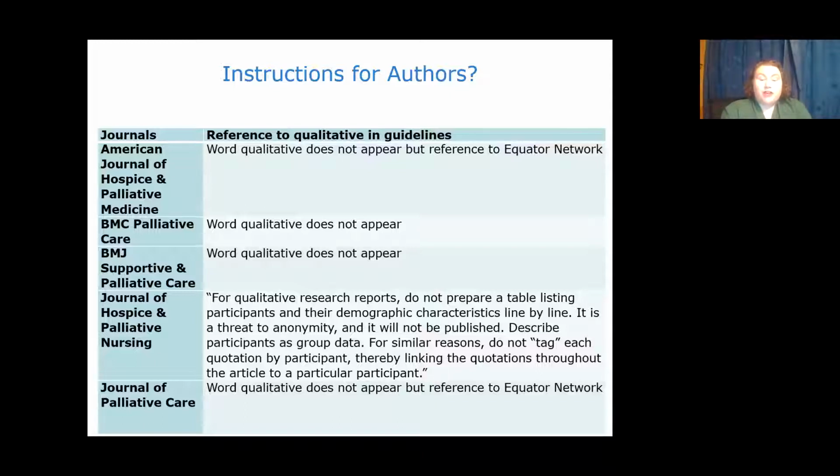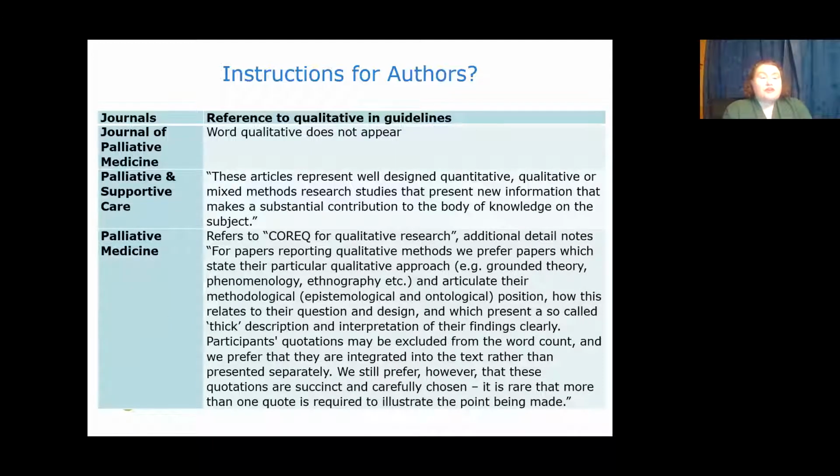Moving on, for the Journal of Palliative Care, as you can see, the word qualitative doesn't appear, but they do reference the Equator Network. Journal of Palliative Medicine, the word qualitative doesn't appear at all. And then palliative and supportive care and palliative medicine both provide information. Palliative and supportive care refers to well-designed quantitative, qualitative, or mixed methods research studies. So they're naming that they want to include qualitative. And then palliative medicine, which is one of the most technically detailed guidelines for authors of qualitative research, refers to the COREQ guidelines for qualitative research, which I'm going to come on to, and then has this additional detail where they clarify some of the areas that they want clear information on.